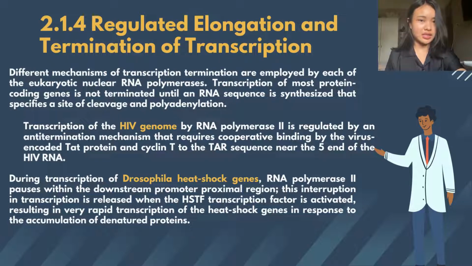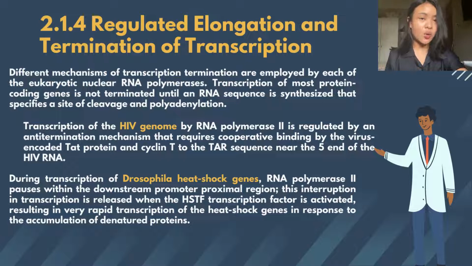Transcription of the HIV genome by RNA polymerase II is regulated by an anti-termination mechanism that requires cooperative binding by the virus-encoded TAT protein and cyclin T to the TAR sequence near the 5' end of the HIV RNA.